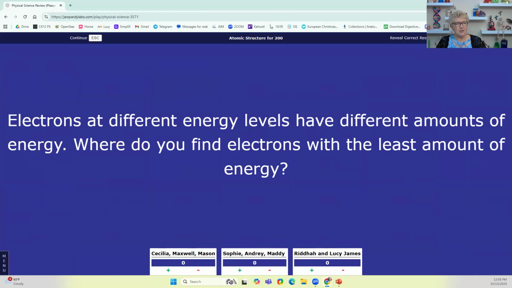Okay. Here's your question. Now, Cecilia, Max, and Mason can all answer this. Electrons at different energy levels have different amounts of energy. Where do you find electrons with the least amount of energy?